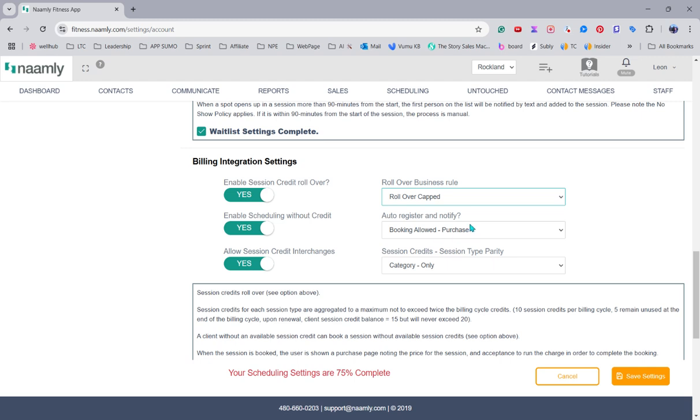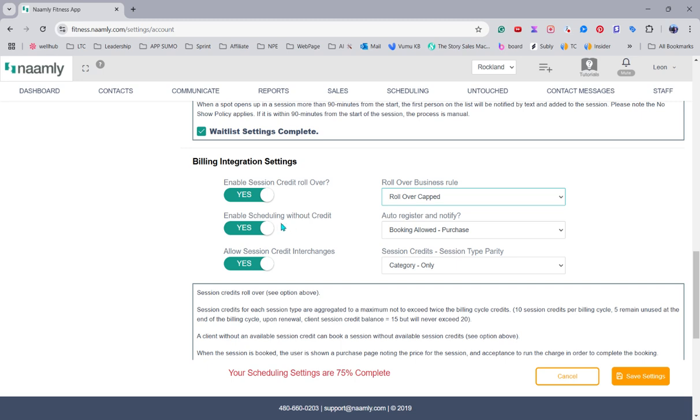Or we can do a rollover capped. It's explained down here. So basically, the session credits won't exceed twice the billing cycle credit. So if you're giving 4 session credits every 2 weeks, the maximum they can accrue is a total of 8. Okay, so they can only roll over twice the total of their billing period. So those are your choices on that.